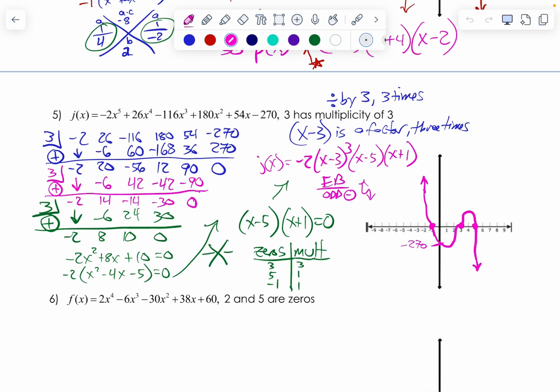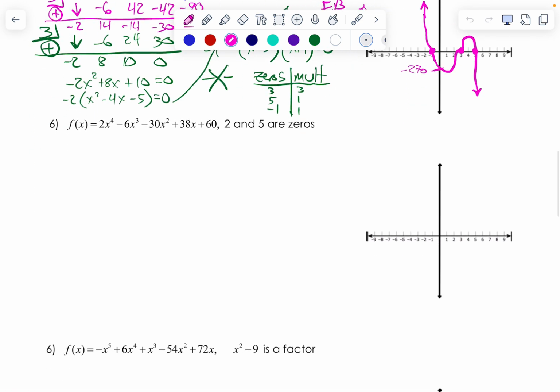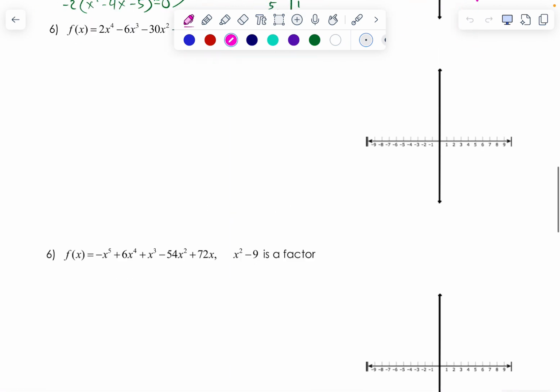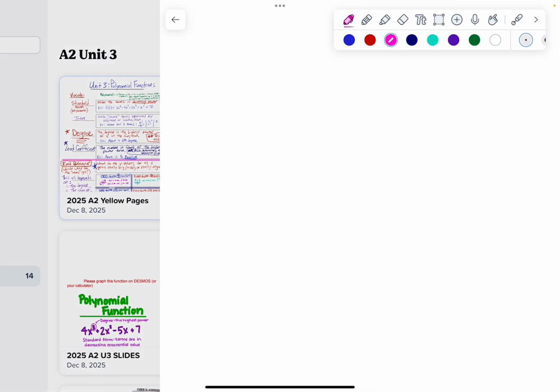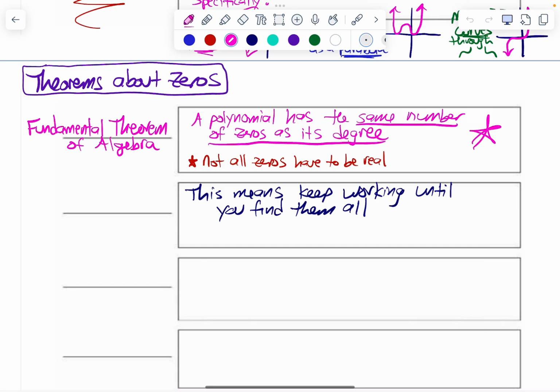Number 5, how many should it have? 5, and it did. It was 3 3s, 4, and then 5, right? So 1, 2, 3, 4, 5. 5 zeros. Okay, how about number 6? How many? Number 6 should have 5. Okay, and we saw that when we looked. So we know to keep going until we find them all.